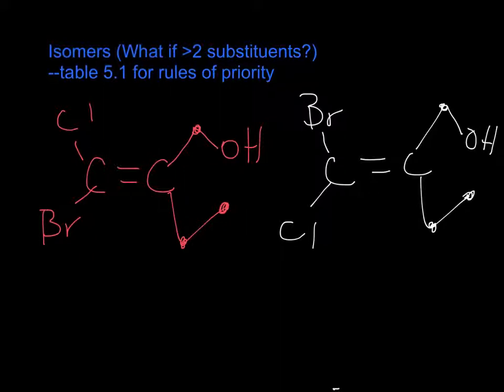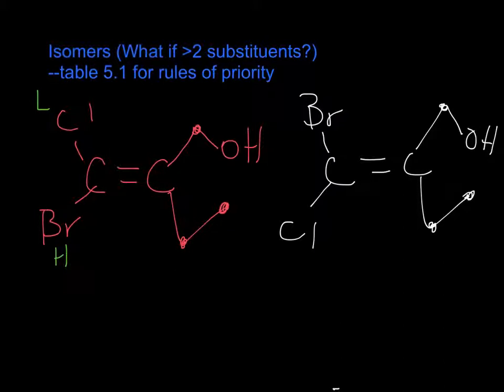So it gets high priority. This gets a low priority. Now, if we look at the other carbon, we don't have that luxury. The first thing that they both touch, this carbon first touches a carbon that has two hydrogens. This side, it's a carbon with two hydrogens.